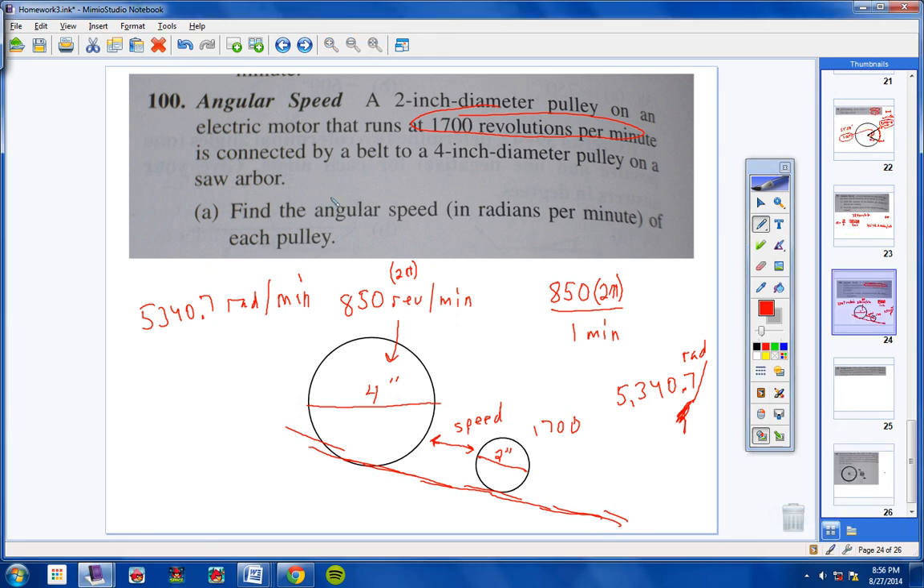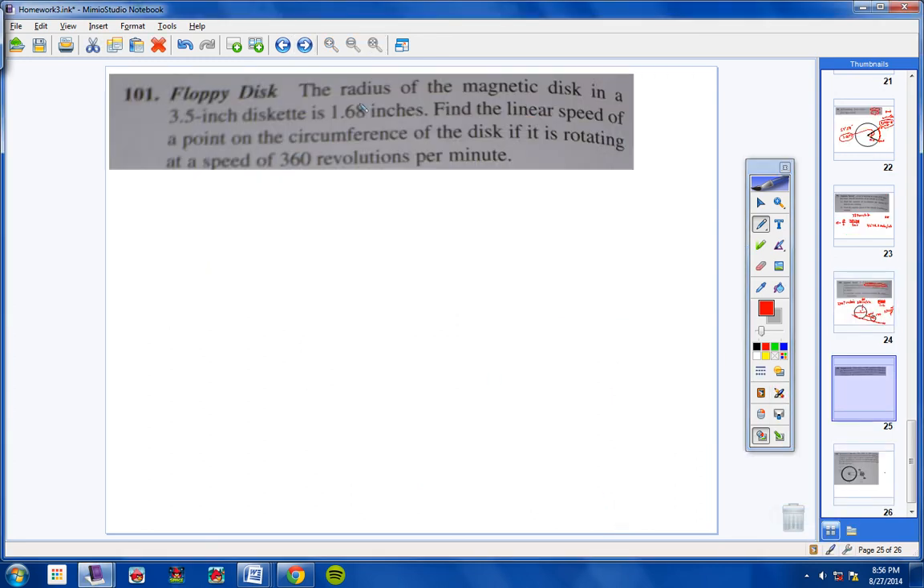Okay, let's move on to number 101. The radius of the magnetic disk in a 3.5-inch diskette is 1.68 inches. Find the linear speed of a point on the circumference of the disk if it is rotating at a speed of 360 revolutions per minute.